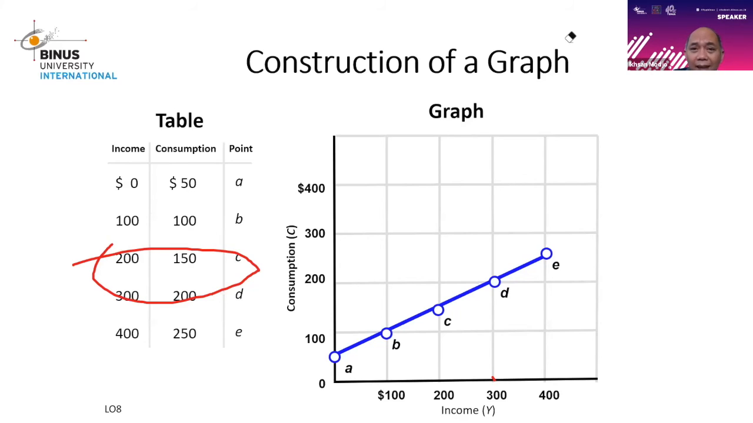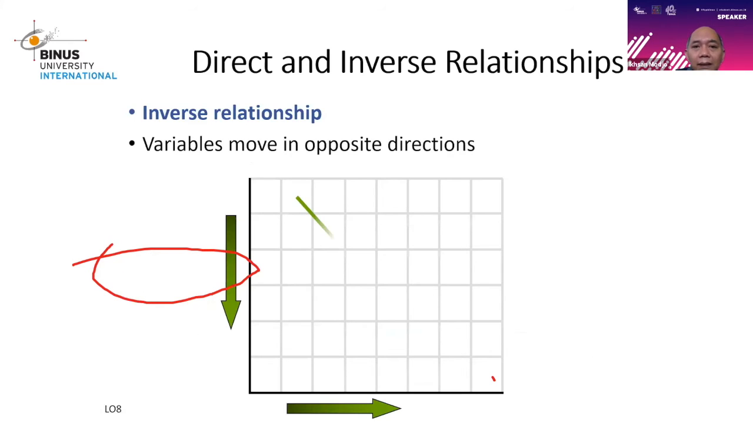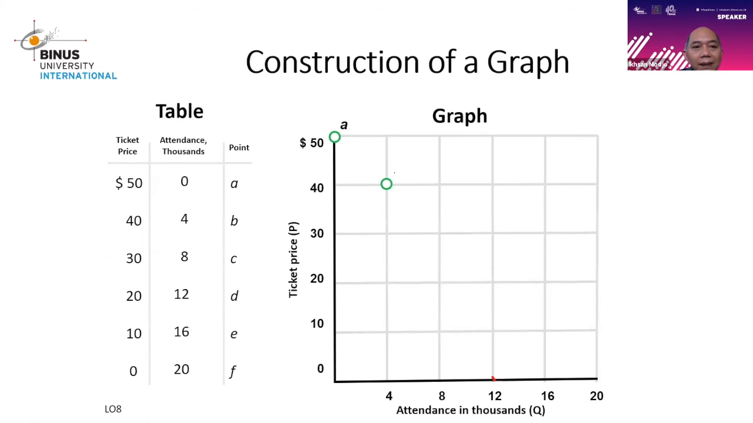Jadi itu next. Okay, it's clear yeah about this. Now let's next constructions of a graph. Okay, ini inverse we already discussed this. Okay, so inverse relationship is the other way around, yeah, basically. So when you have one variable move one way and the other variable move the other way, and this is an example of the variable that have like an inverse or indirect relationship, all right?